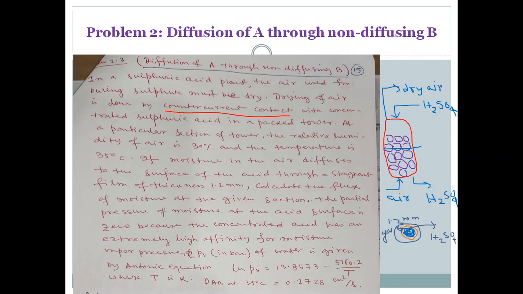Now the question is, how will we deal with this problem? First we have to identify whether it is diffusion of A through non-diffusing B or equimolar counter diffusion. Sometimes, as you see here, the operation is done by counter-current contact. So you might say this is counter-current, but actually this is the diffusion of A through non-diffusing B.